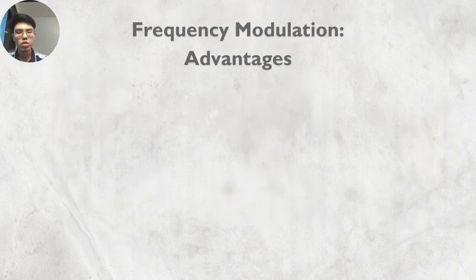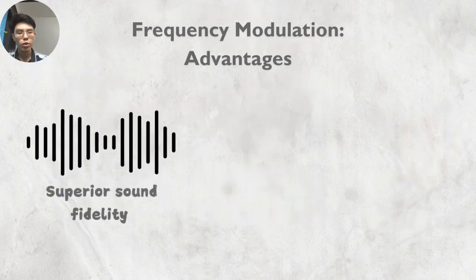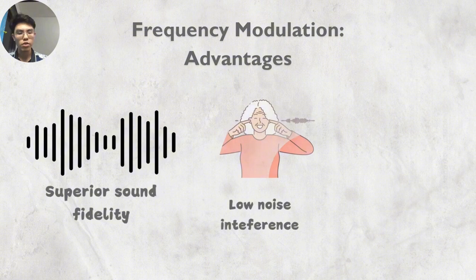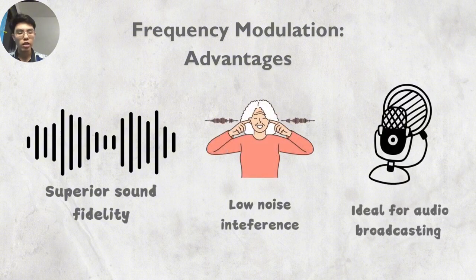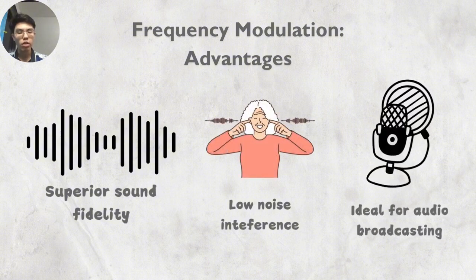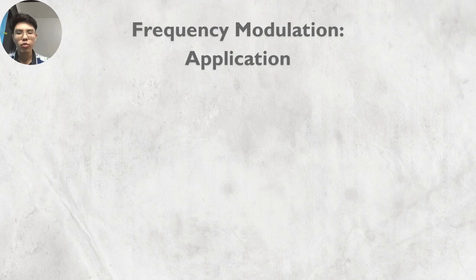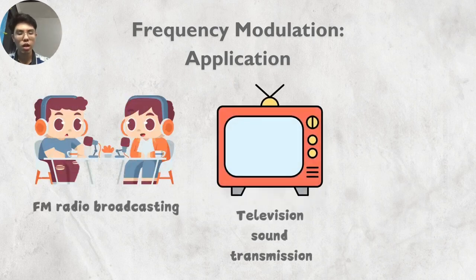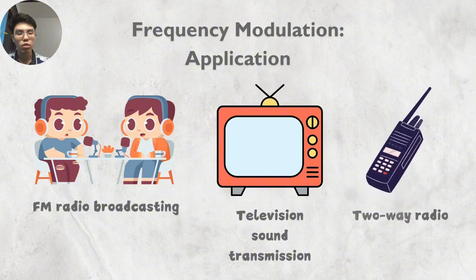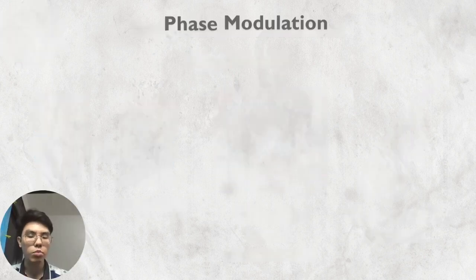Next, what are the advantages of FM? FM offers superior sound quality, low noise interference, and stability, making it ideal for audio broadcasting in radio and TV. What are the applications of frequency modulation? Frequency modulation is used in radio broadcasting, TV sound transmission, and two-way radio systems like walkie-talkies in industries such as security and transportation. Next, we continue with phase modulation.